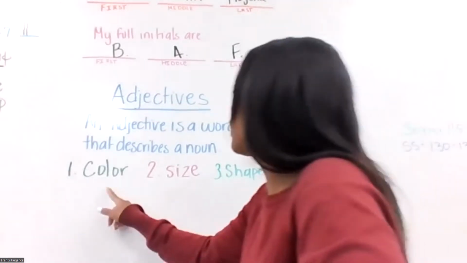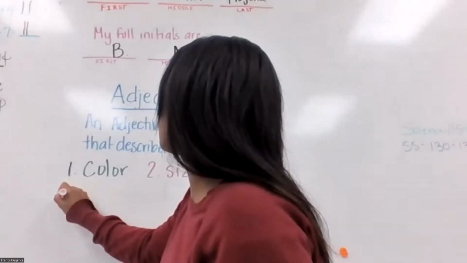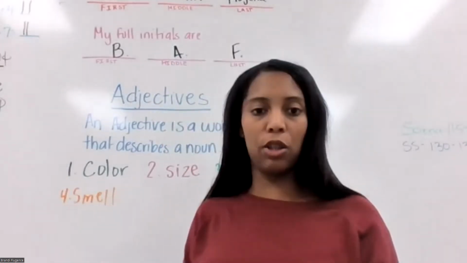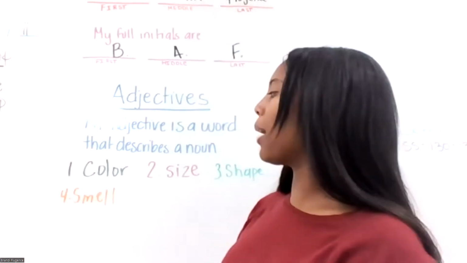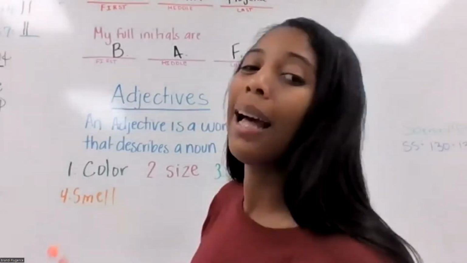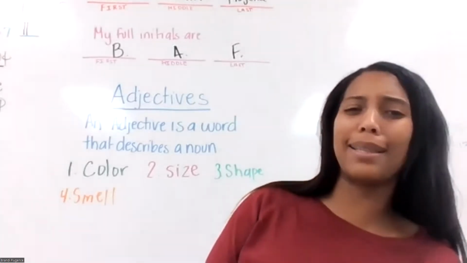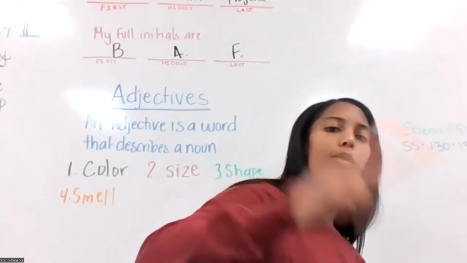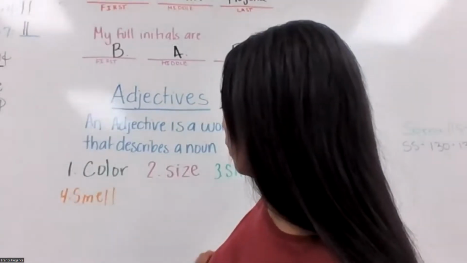Okay, so we have color, size, shape. If I give the smell, if I say fresh, good, stinky, anytime I give how it smells, that's an adjective I am describing. So if I would say the dog was stinky, stinky is an adjective describing the noun dog. So if I give the smell, that's an adjective.